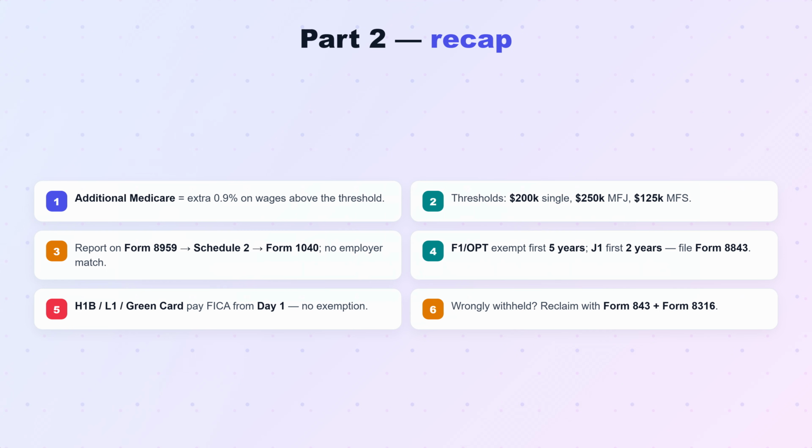Let's recap Part 2. Additional Medicare is an extra 0.9% on wages above your threshold. The thresholds are 200,000 single, 250,000 married filing jointly, 125,000 married filing separately. You report it on Form 8959, which flows to Schedule 2, then Form 1040, with no employer match. F1 and OPT are exempt the first 5 years, J1 the first 2, both file Form 8843. And H1B, L1, and Green Card pay from day 1. Wrongly withheld? Reclaim with Form 843 plus 8316.